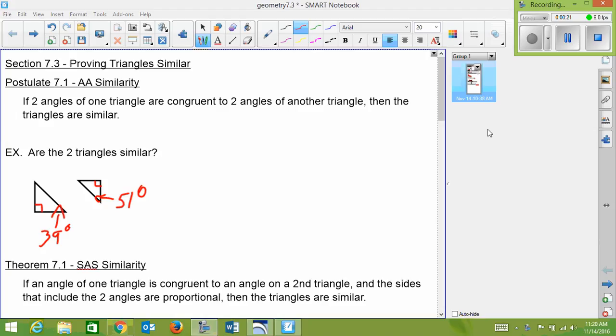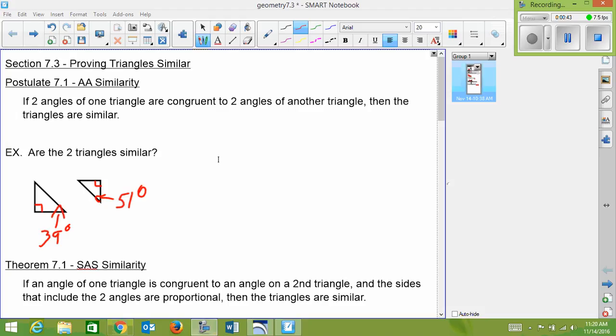So in chapter 4, we did all the triangles are congruent. So this is the triangles are similar, meaning same shape, probably different size. Okay, because if it was the same size, it would just be congruent. But the angles have to be corresponding and congruent as well in order for it to be similar.